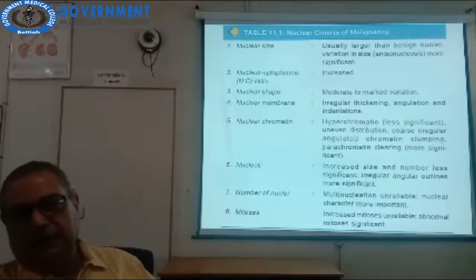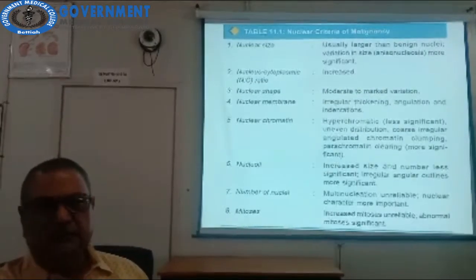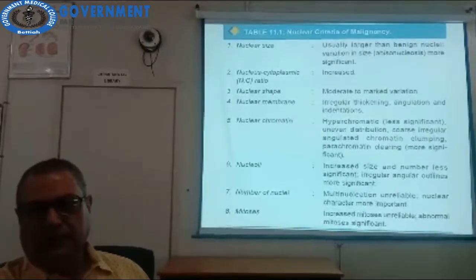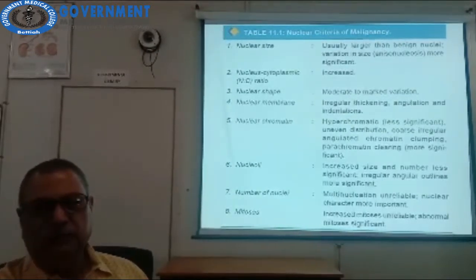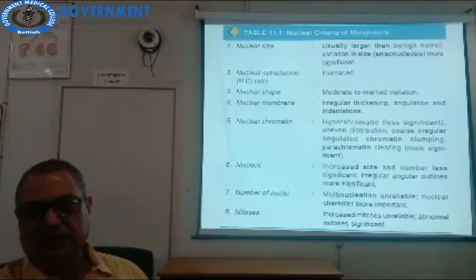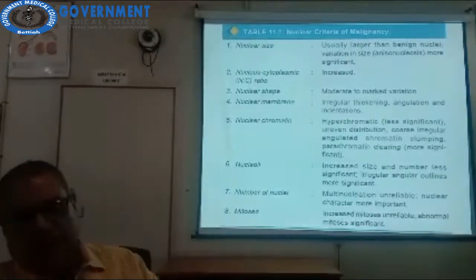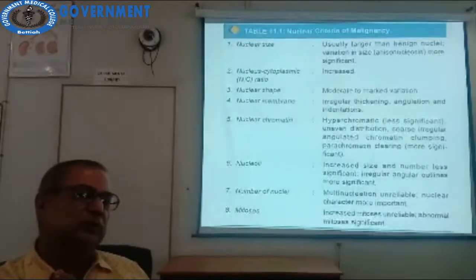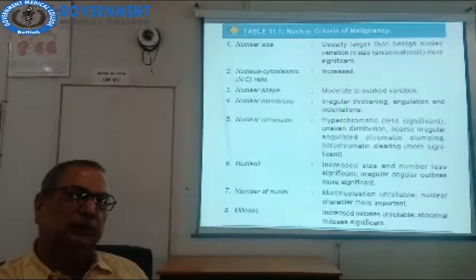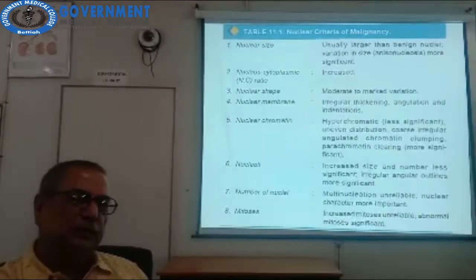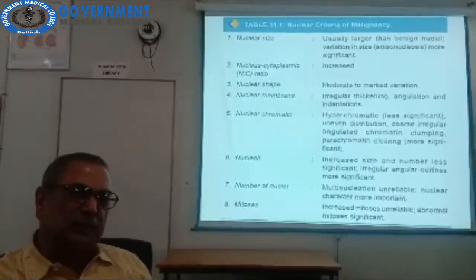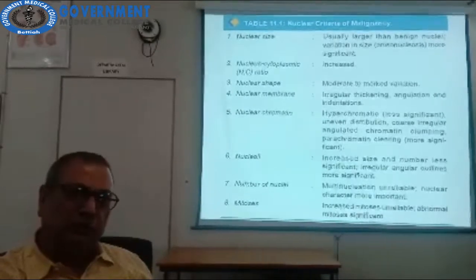The nucleoli are increased in size and number, and angular outlines of the nucleoli are important. The number of nuclei, multinucleation, then mitosis is increased and mitosis is abnormal. Abnormal mitosis may be in the form of tripolar mitosis, quadripolar mitosis, then asymmetrical mitosis, abortive mitosis.